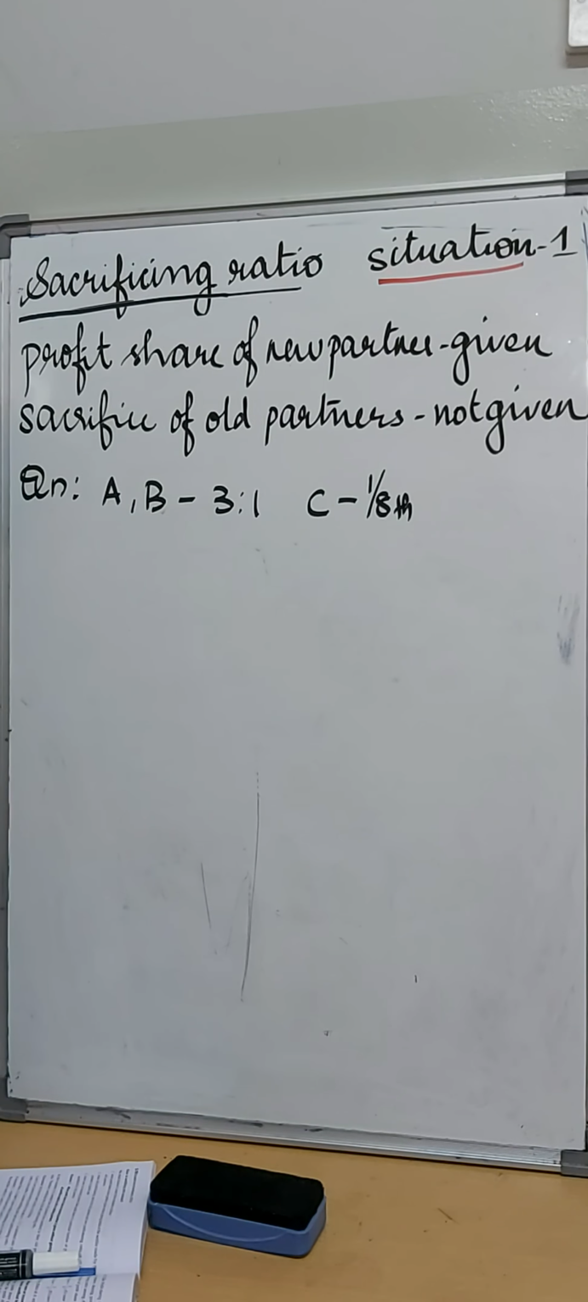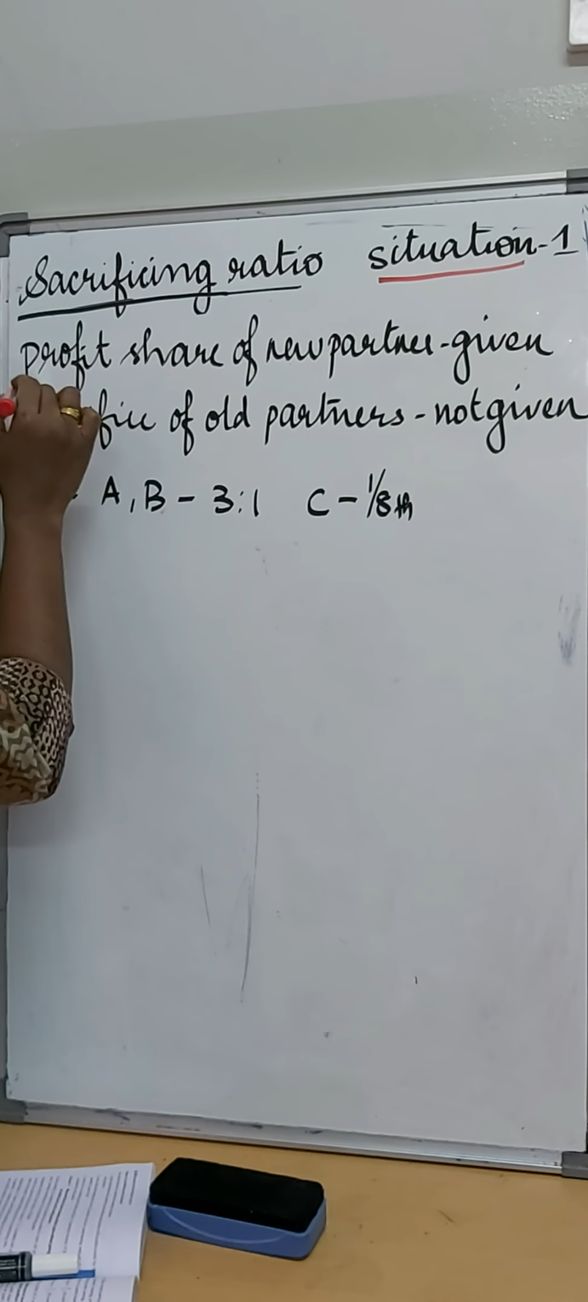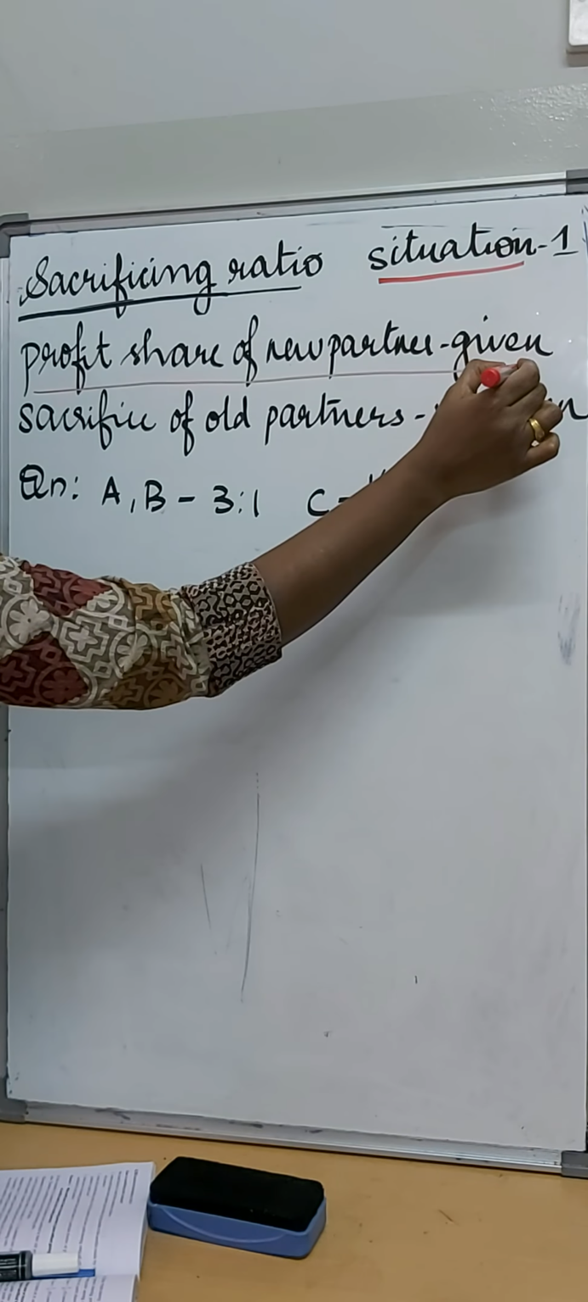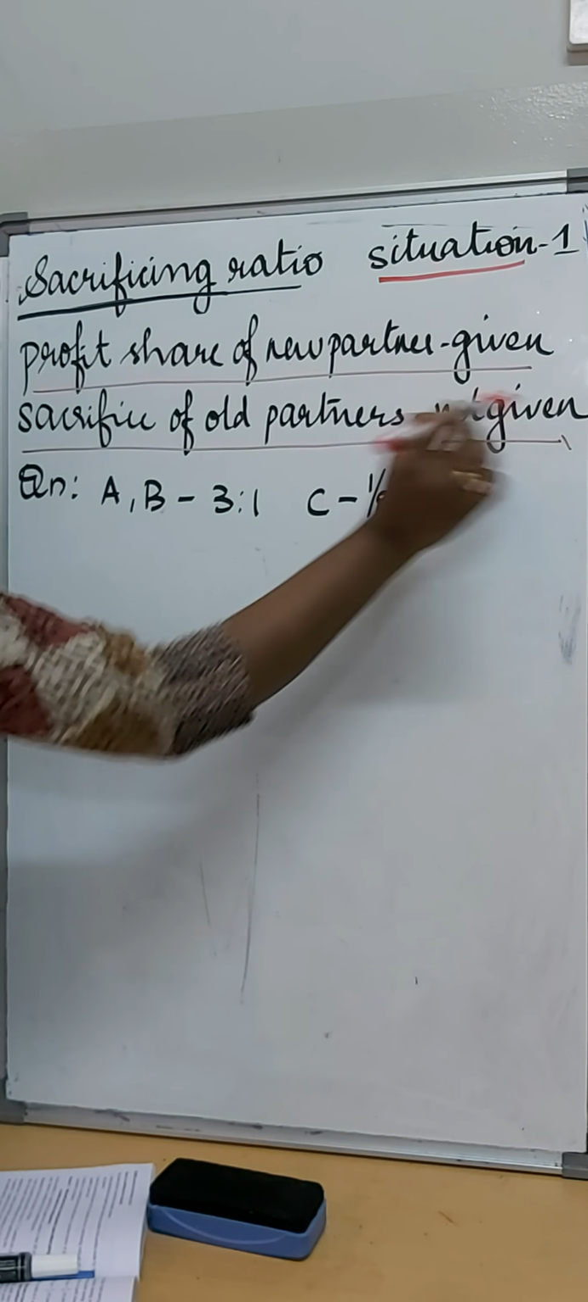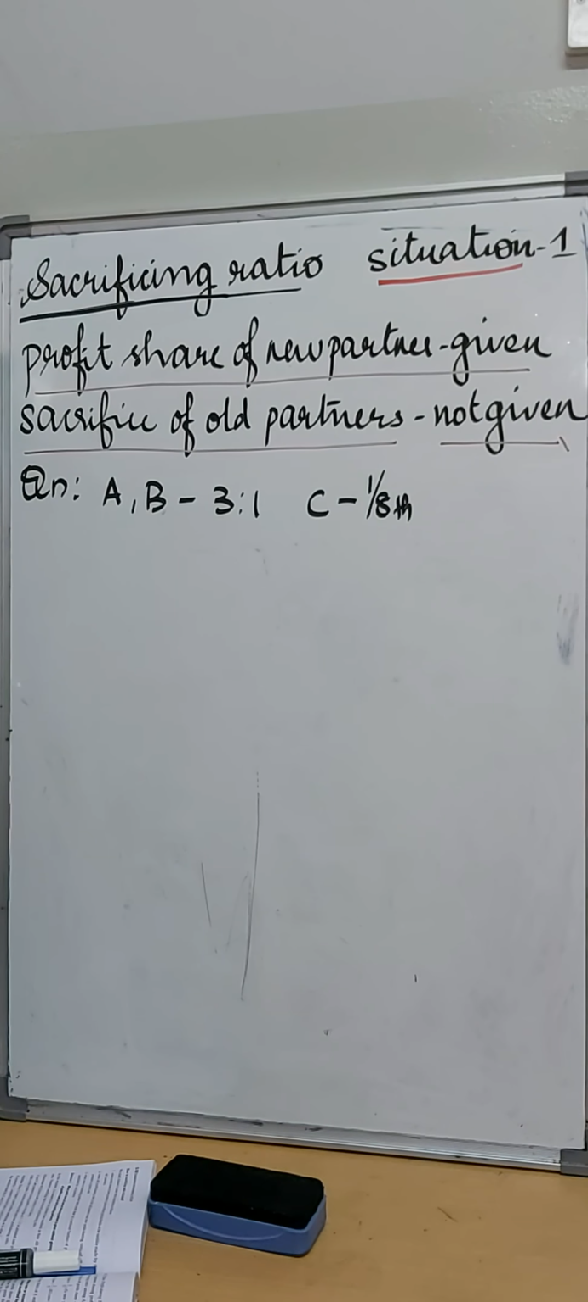Under situation 1, the profit share of the new partner is given, and about the sacrifice made by all the partners, nothing will be there in the question. Situation 1, profit share of new partners will be given in the question. Then about the sacrifice of all the partners, there will not be any information in the question. Okay, so this is situation 1. So let's understand this one with the help of a question.